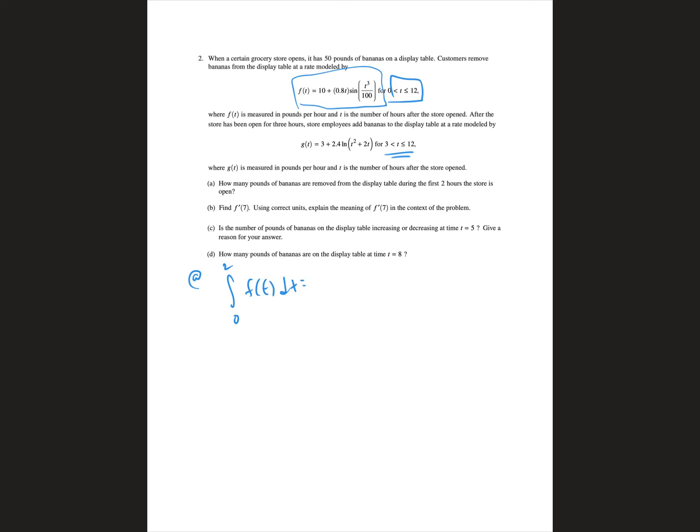And I would get 20.051. And since it's pounds, you could definitely have a part of a pound, so I would go ahead and round it to the thousandths. And that would be part A.